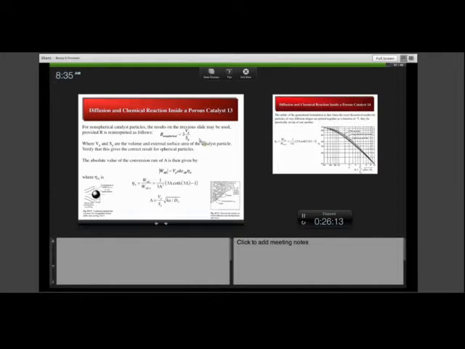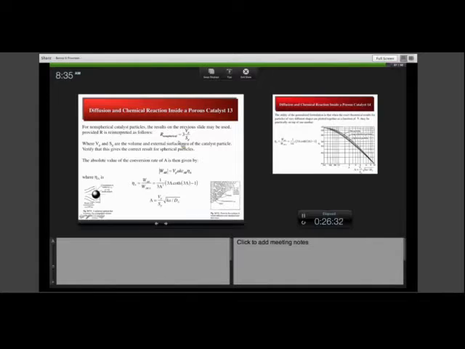And so when k is very high, when the rate of reaction is very high, or when the diffusion coefficient is low, then the Thiele modulus is high. So high Thiele modulus goes with high rates of reaction.